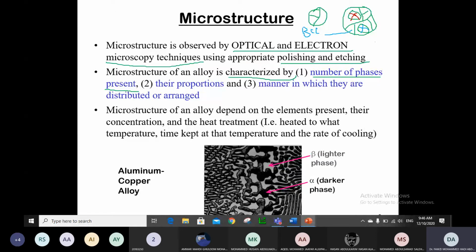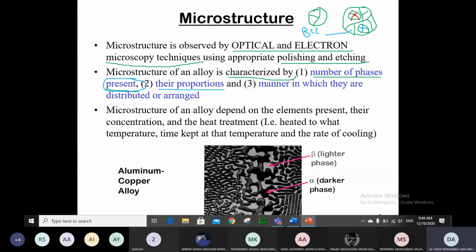Would the behavior of the material be the same? Of course not, because you have different phases in them. So the number of phases is an important thing that, if we can predict, it's good to predict the properties of the material. This is what characterizes the microstructure. Another thing, their proportions. If it is a single phase, then it is 100% of that. If it is a heterogeneous system, then how much do we have of this phase, and how much do we have of this phase, and how much of this phase?